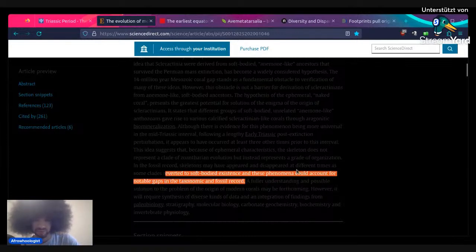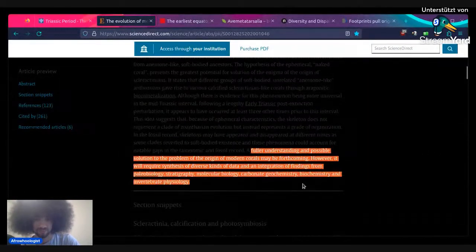So this is what they say can account for the gaps in the taxonomic and fossil record for corals. With zero evidence, they do the same thing they accuse people like me, people who critique them, of doing. They just blow smoke and cover up holes in their logic, holes in their evolutionary bull, by just saying, oh, they must have reverted to a soft-bodied state and that's why you didn't see them, which is just the worst cop-out possible.